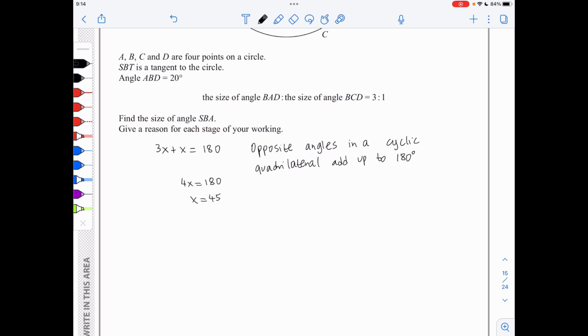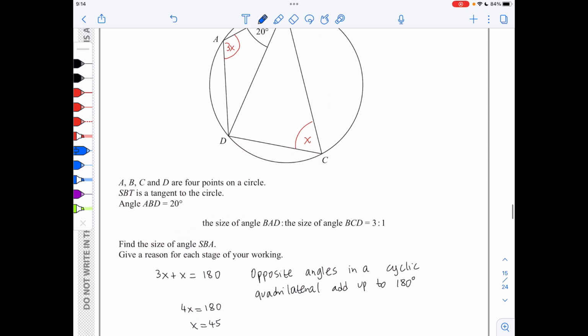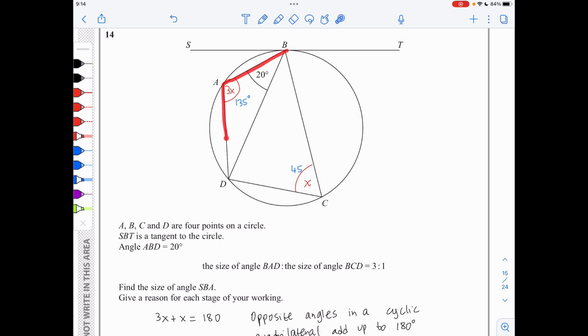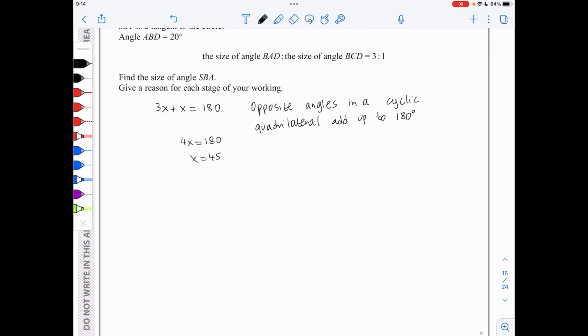So I will actually go back to my diagram here and update with the information. So x is 45, 3x is 135 degrees. The next step is that I can find the angle here at D by using the fact that angles in a triangle add up to 180 degrees. So what we can say is that ADB is equal to 180 minus 135 plus 20, which works out to be 25 degrees. The reason being angles in a triangle add up to 180 degrees.